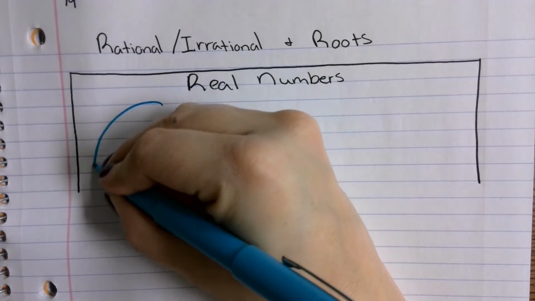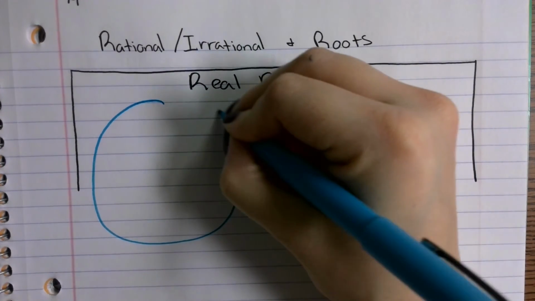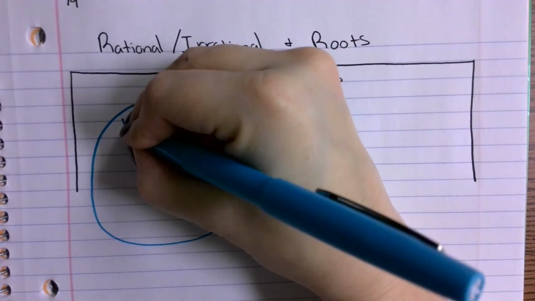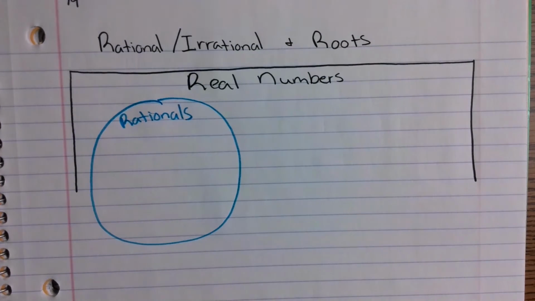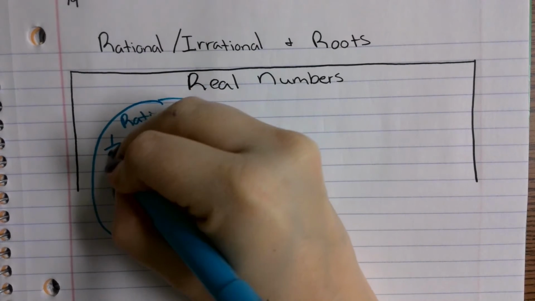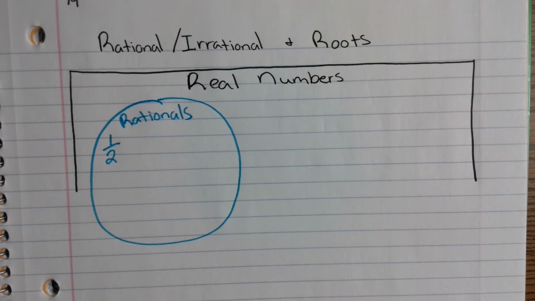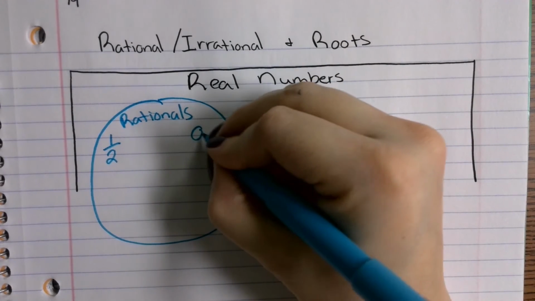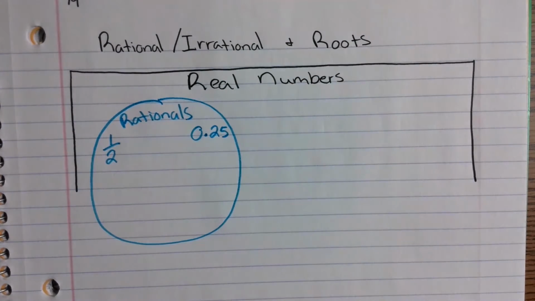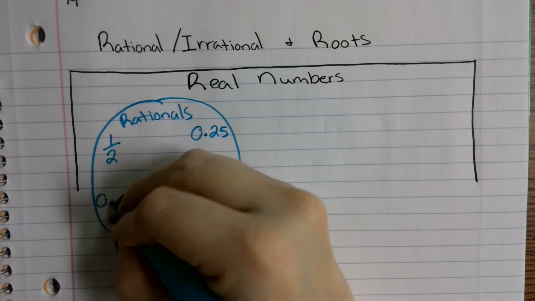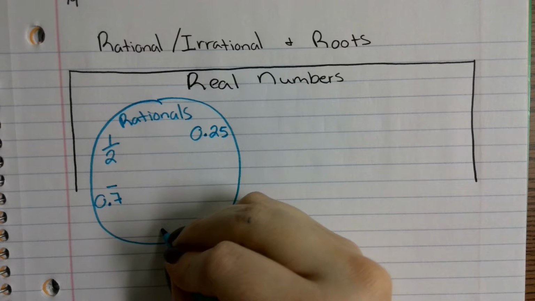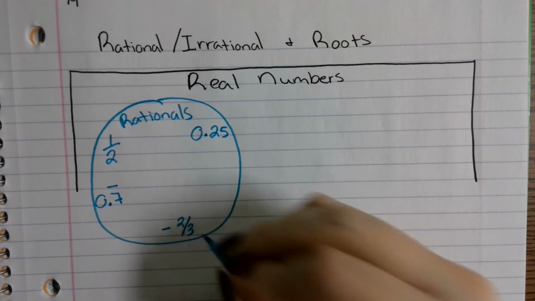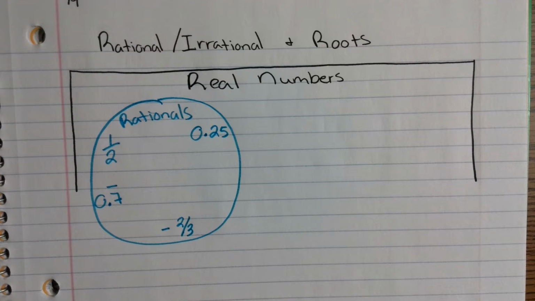So like I've said before, rational numbers you've seen. You know what rational numbers are. Your rational numbers are things like 1/2, 0.25, 0.7 where the 7 repeats, negative 2/3. Okay, these are all considered to be rational numbers.